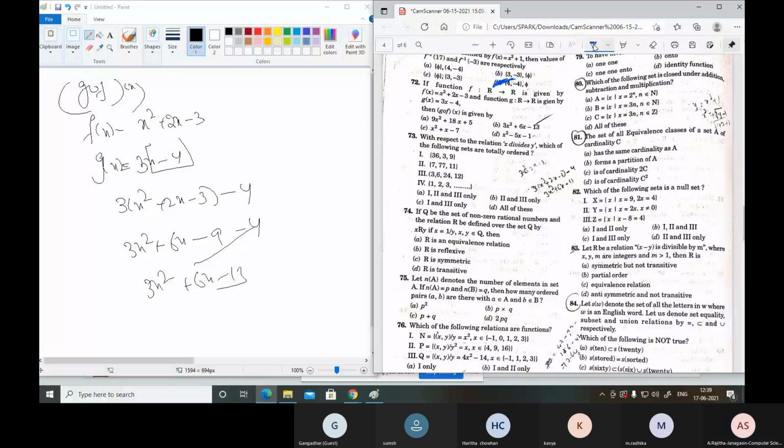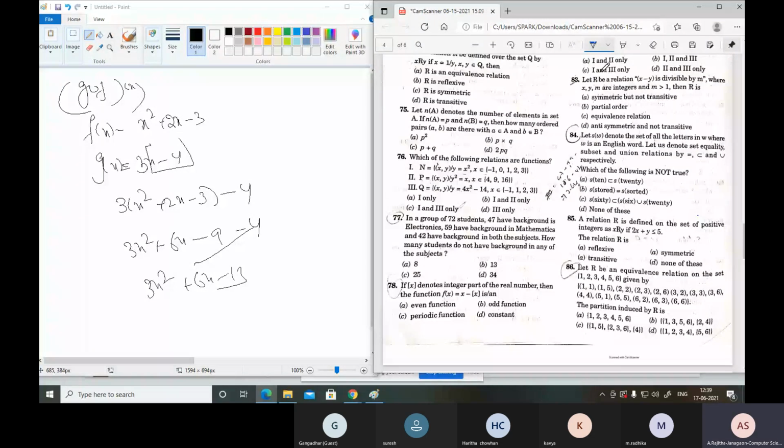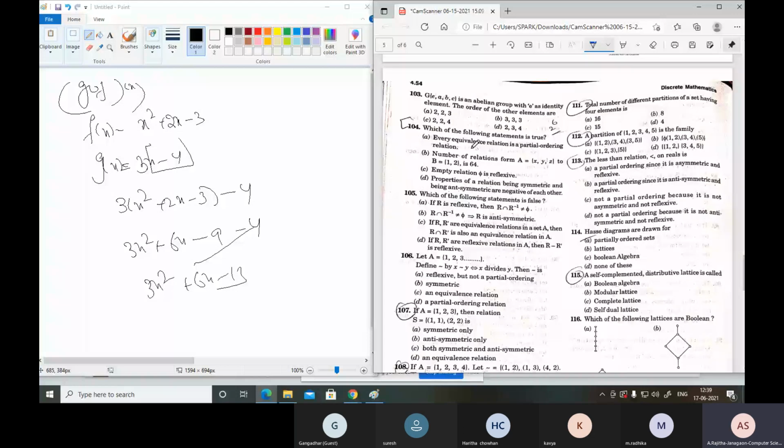Which of the following statements is true? Every equivalence relation is a partial order relation. That means this is false. Every equivalence relation is a partial ordering relation. Partial ordering, in the sense that it satisfies the antisymmetric property.